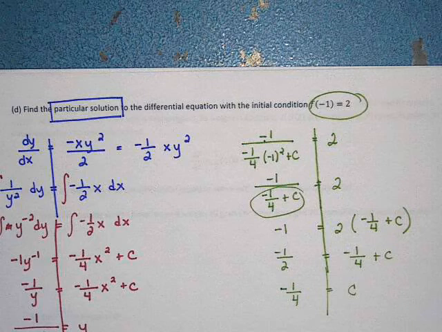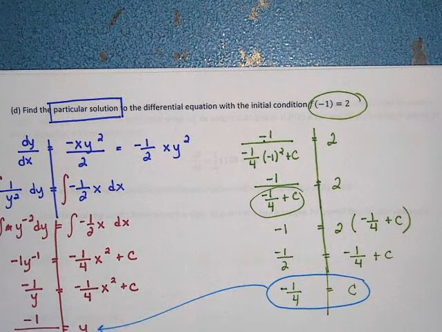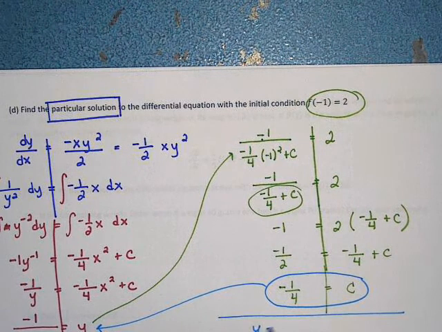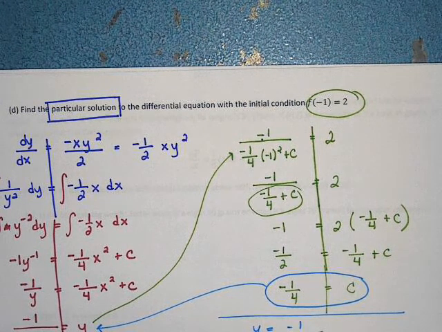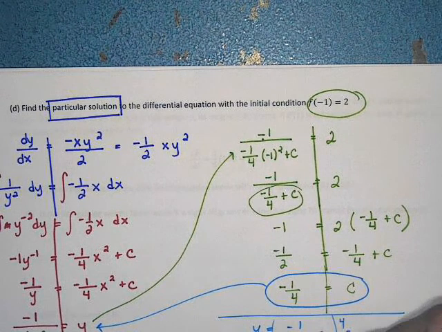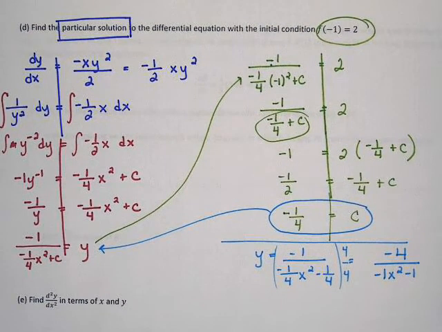Last but not least, I'm going to take this and substitute it back into here. I should probably draw some arrows so I make sure I know where everything went. Substitute it back into there and write my final equation, which is y equals negative 1 over negative 1/4 x squared minus 1/4. If I want to make that look a little bit prettier, I can multiply everything by 4 on the top and the bottom, and I would get negative 4 over negative 1x squared minus 1. And that's my answer. So that's what it means by find the particular solution.